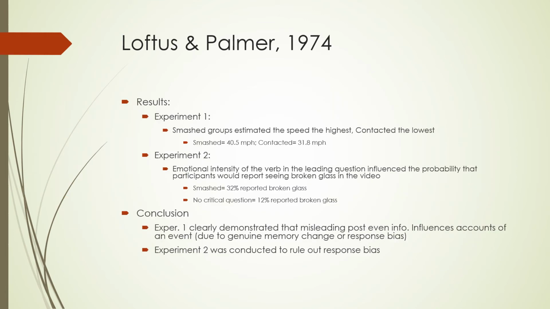So the results, experiment 1, smash groups estimated the highest possible speed, with contacted being the lowest. Again, contacted out of those was probably the least intense of the verbs. And you can see there it's almost a 10 mile per hour difference in terms of the speed, so a huge amount of difference. And then for experiment 2, the emotional intensity of the verb, if they got the smashed question, 32% reported broken glass, no critical question, 12%.